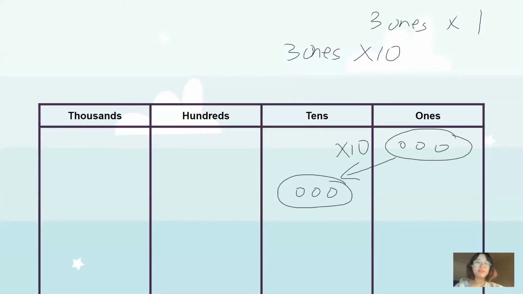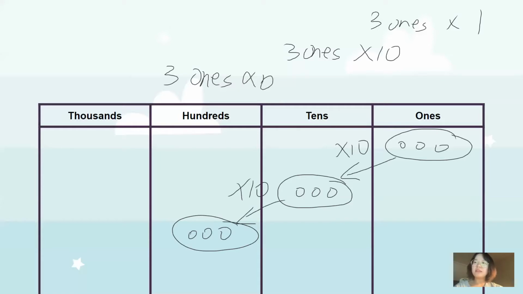And what if I wanted to multiply that by 10? Let's do the same thing. Move them one more place into the hundreds and get 3 hundreds. So we can write this as 3 ones times 10 times 10.